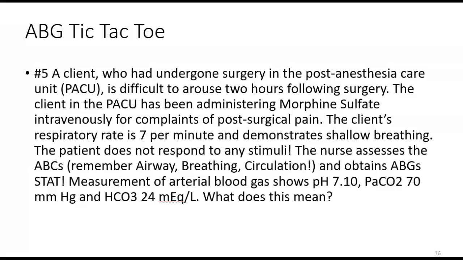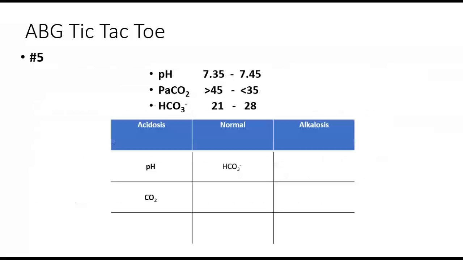Go ahead and pause the video, read through here, and figure out what you think might be going on. So hopefully your tic-tac-toe came out like this one. In the scenario, the patient had a pH of 7.12, which is less than 7.35. The patient had a carbon dioxide of 70, which is greater than 45, and the bicarb was 24, I think. So 21 to 28 is the normal, bicarb was normal. So my pH lines up with acidosis. Carbon dioxide represents respiratory. We have a respiratory acidosis.